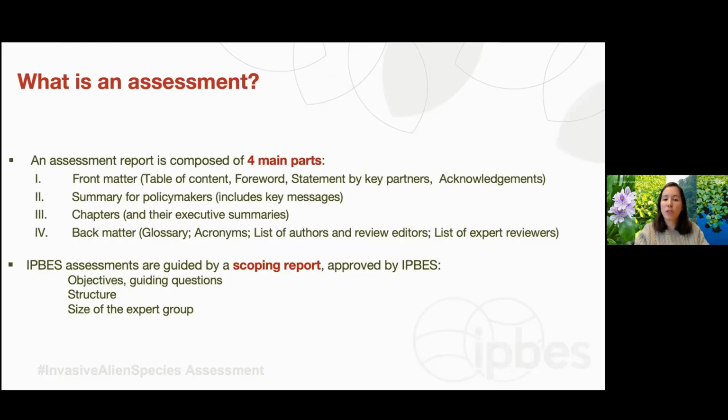Assessments are usually composed of four main parts. You have the front matter, the summary for policymakers, which includes all the key messages and summarizes all the chapters. We have chapters and the back matter. All IPBES assessments are guided by a scoping report, which has been approved by IPBES member states. The IPBES assessment scoping report outlines the objectives, the guiding questions, the structure, and also gives information on the size of the expert group and feasibility.